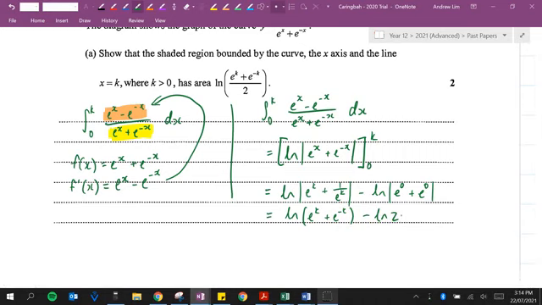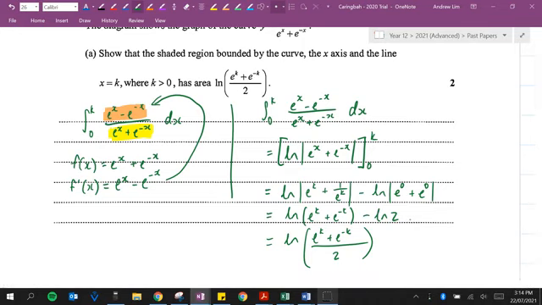Now, because these both have the same base of e, so this is log base e minus log base e, we can use our log laws and combine it as one fraction because of the minus sign. So we've got ln of this at the top over this at the bottom. And we've shown it.